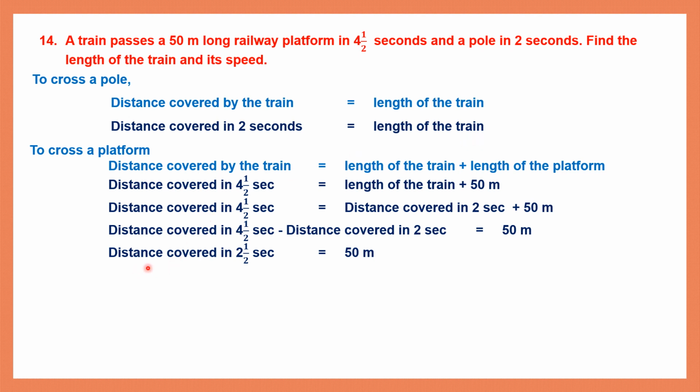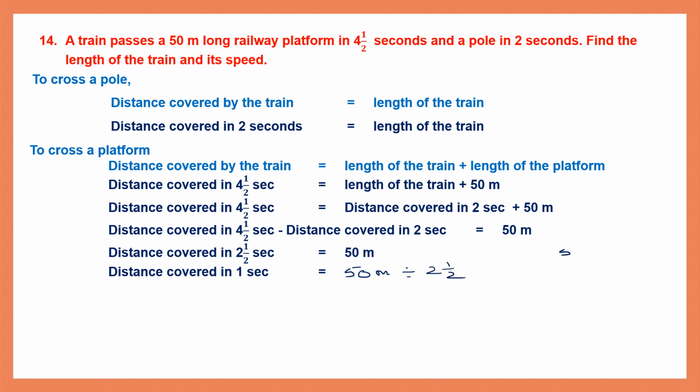So here you have the distance covered in 2.5 seconds. Now you must find the distance covered in 2 seconds. Does this sound familiar? This has now become the unitary method. That means first we have to find the distance covered in 1 second. So the distance covered in 1 second will be 50 meters divided by 2.5 seconds.